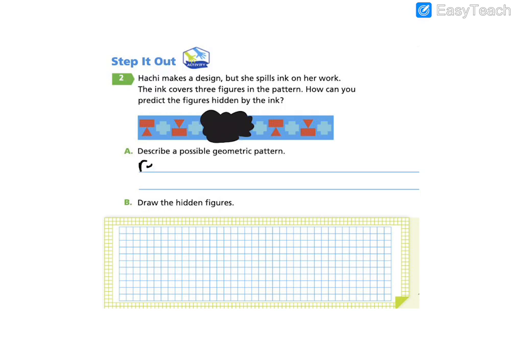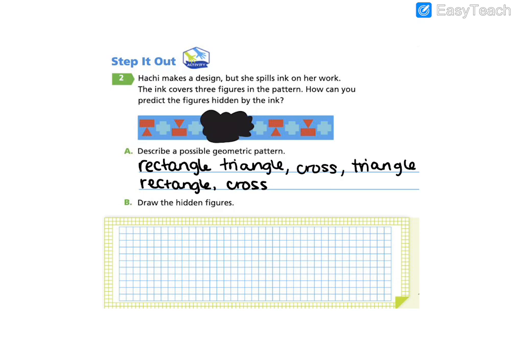So I could start with rectangle, triangle, comma, cross shape. Then triangle, rectangle, cross shape. Do I have any other figures in my geometric design? I don't, so then I would say that this repeats. So if this is the pattern, rectangle, triangle, cross, triangle, rectangle, cross, what would be the next one?